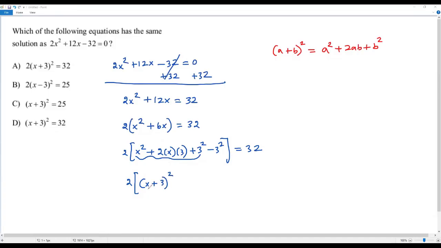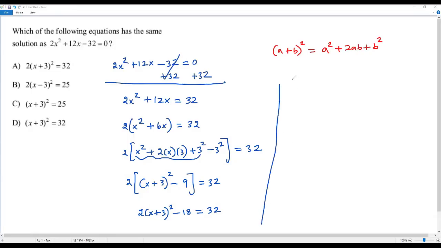That is (a + b)²: for a we have x, and for b we have 3. And we can take this negative sign, and the value of 3² is 9, equals 32. Now we can distribute this 2 to this one and this one. When I distribute the 2 to the first term, I am getting 2(x + 3)². When I distribute the 2 to the −9, I am getting −18, equals 32.